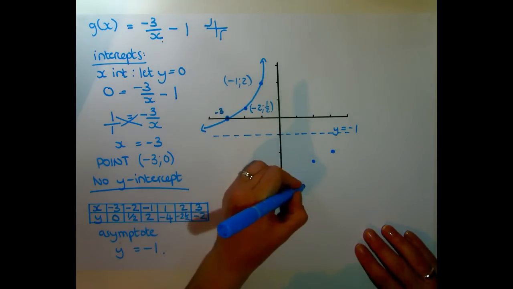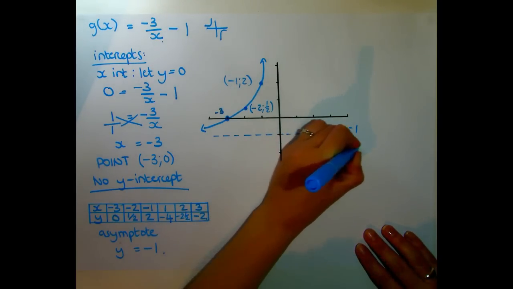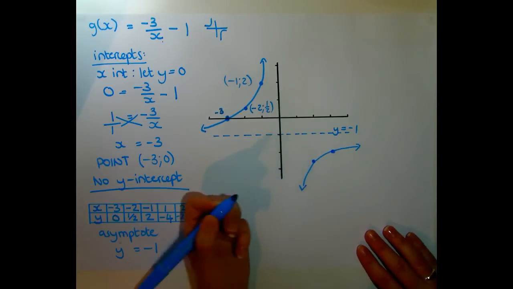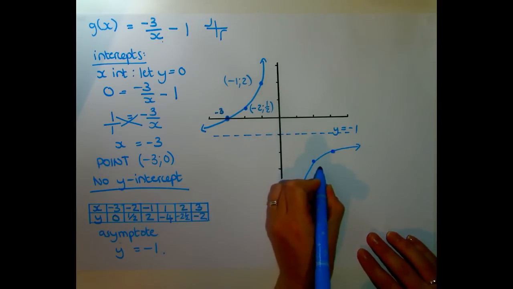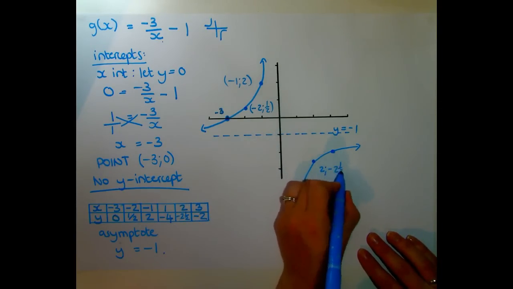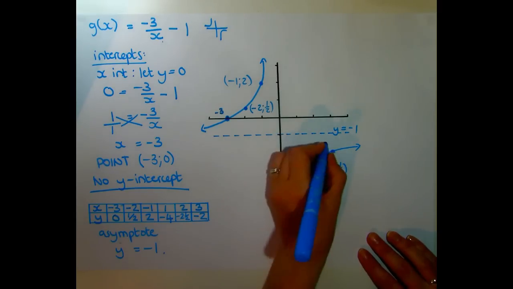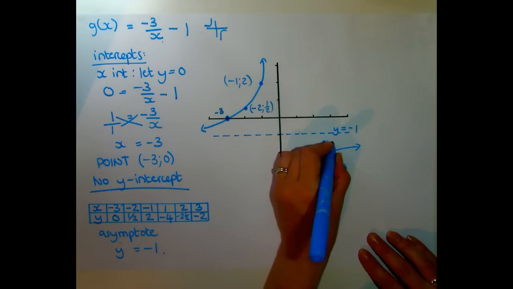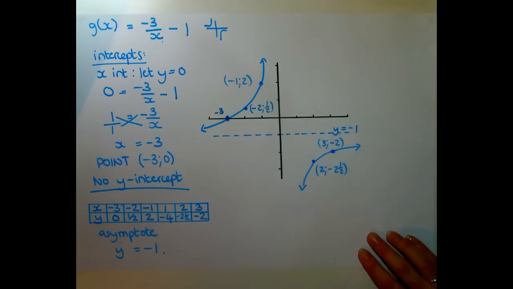Again, I'm just going to sketch it so that it looks more or less symmetrical to the other one. And I'm going to label my points so that if all else fails, it's quite obvious that I have known what I'm supposed to be plotting. And there you go. That is the second hyperbola drawn as a graph.